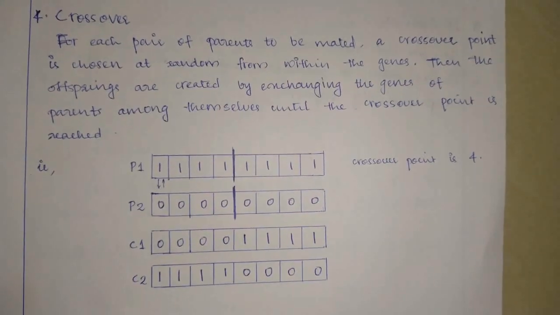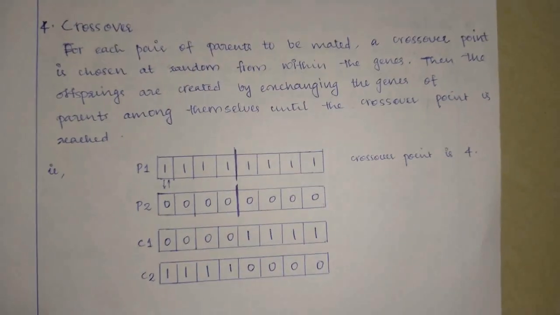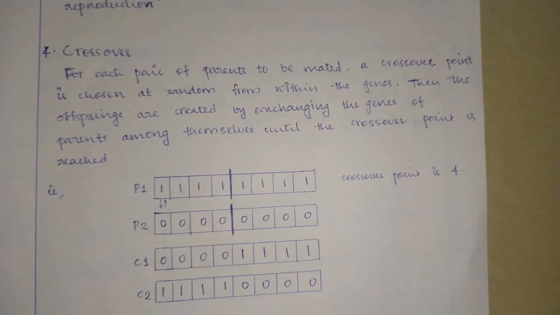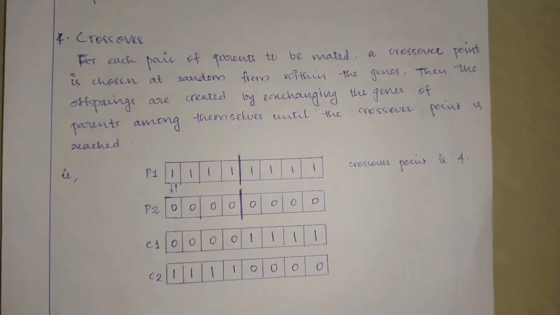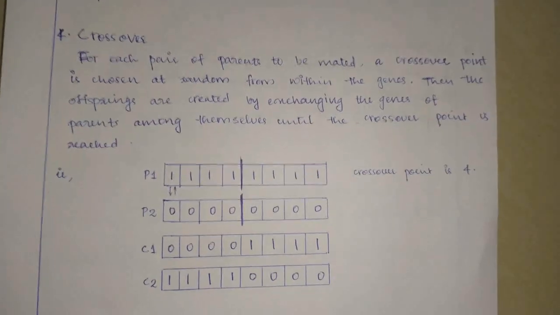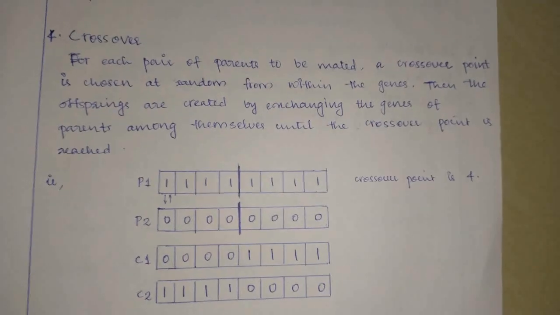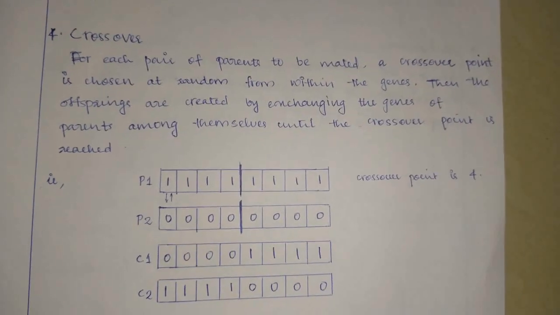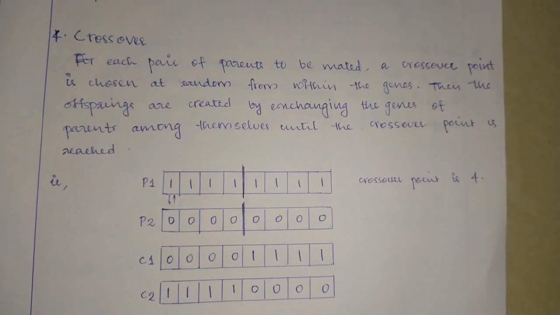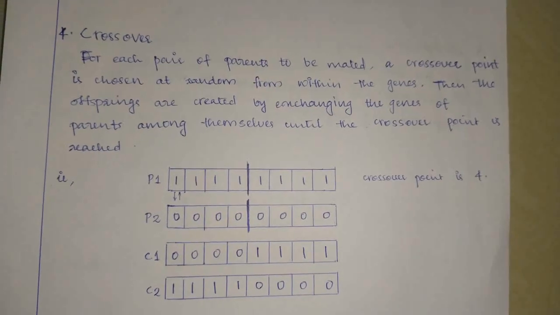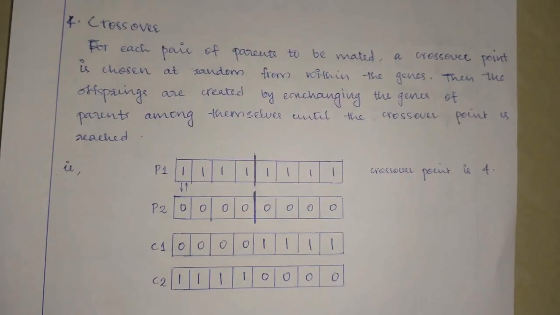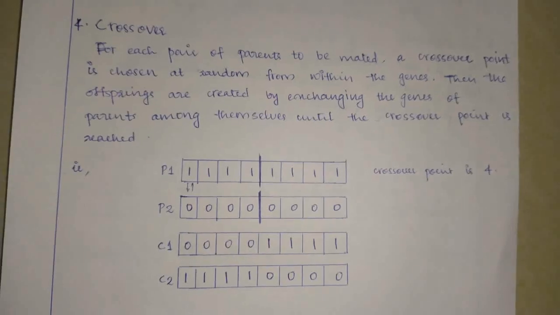Next, we have the crossover phase. Crossover is the most significant phase in GA. In crossover, each pair of parents to be mated has a crossover point. Then the offspring are created by exchanging the genes of the parents among themselves until the crossover point is reached.